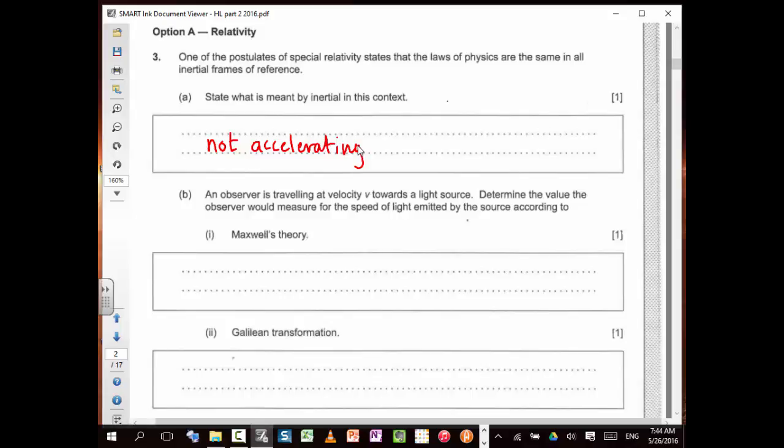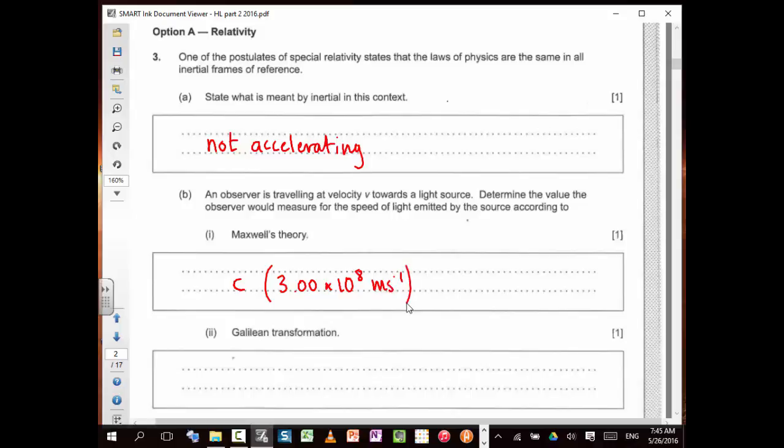An observer is traveling at a velocity v towards a light source. Determine the value the observer would measure for the speed of light emitted by the source according to Maxwell's theory. Well, Maxwell's theory was the new theory, where he derived all of the equations to describe electromagnetism, and that predicted that electromagnetic waves should always travel at speed c. So the answer is c. We can write here as well that that's 3.00 times 10 to the 8 meters per second.